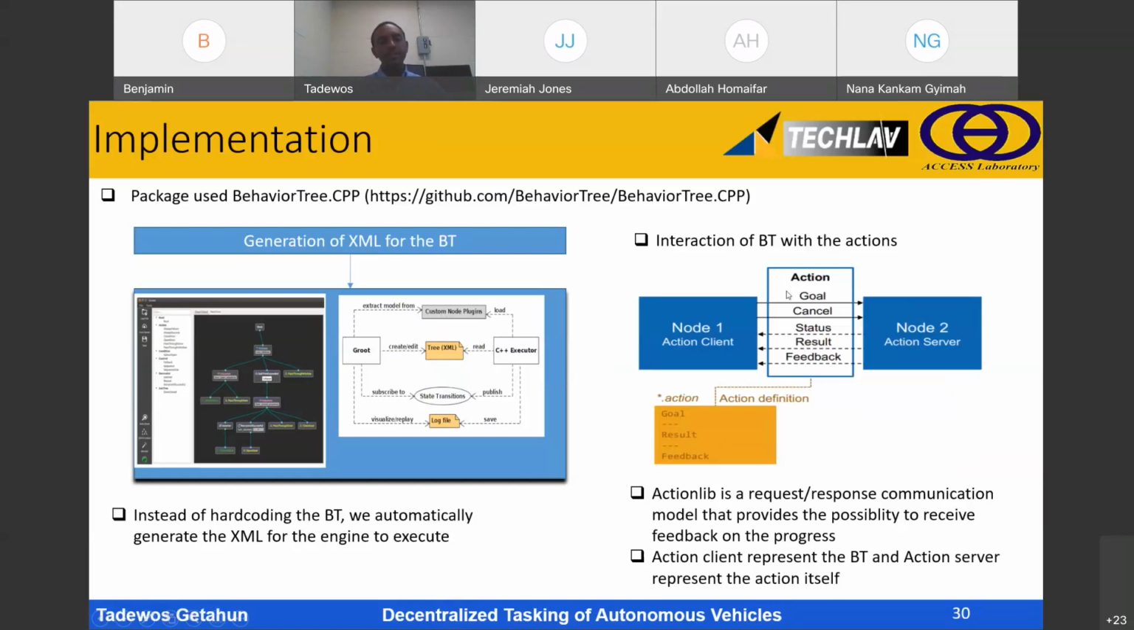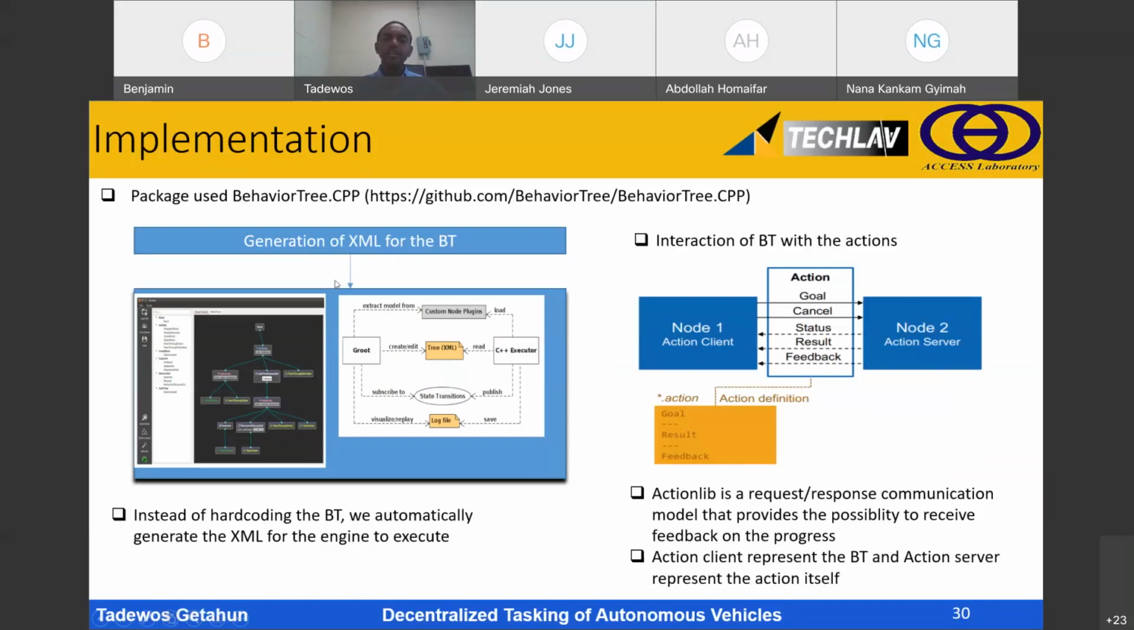Here, regarding the interaction between the behavior tree and the action node, ROS has many ways to interact, like topics, services, and actionlib. The one we selected is actionlib. It has a client-server communication model. The client here is the behavior tree. The behavior tree will trigger the action. The action will perform the assigned task, and it will report back.